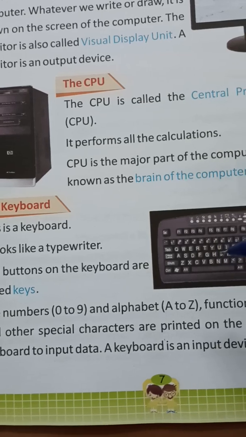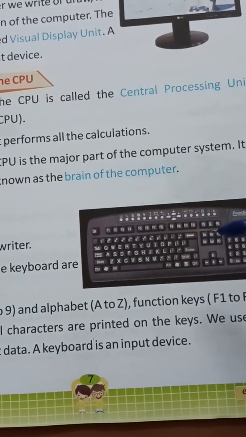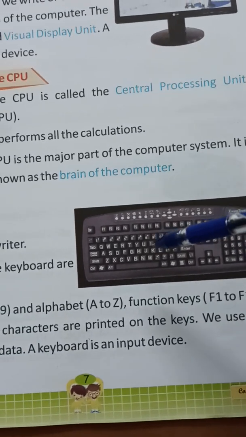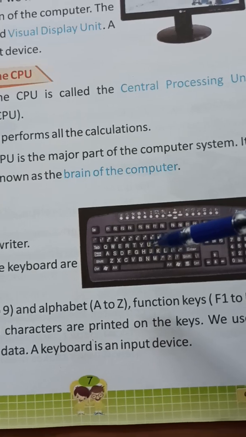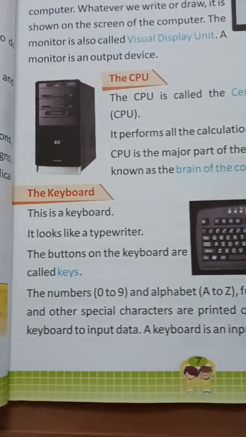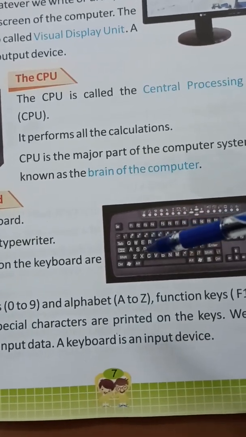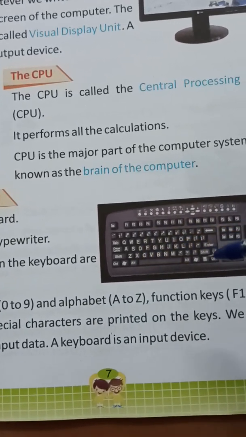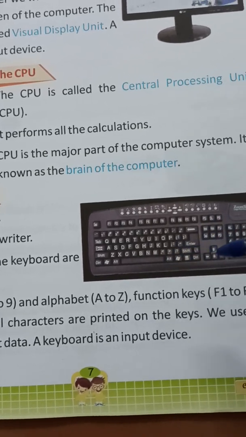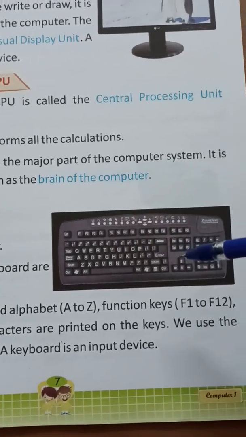There are number keys 0 to 9, alphabet keys A to Z, and function keys F1 to F12. These are the keys on the keyboard. Other special characters are printed on keys like Tab, Caps Lock, Shift, Control, Alt, and we can also see Windows, Backspace, Enter, Space bar. All these are special character keys printed on the keyboard.